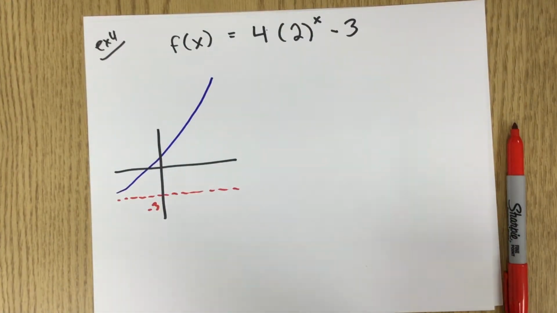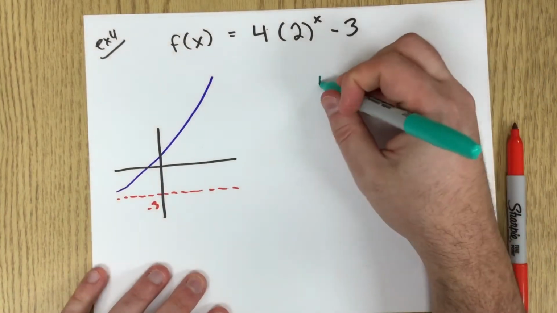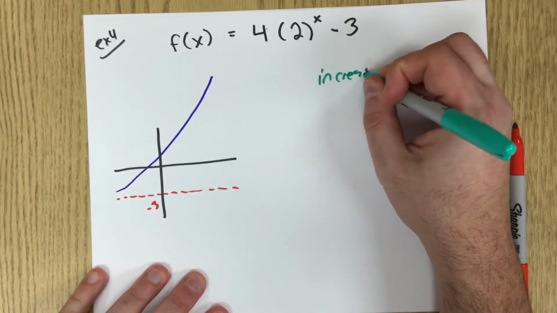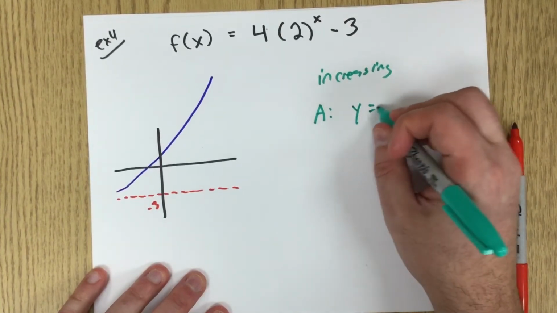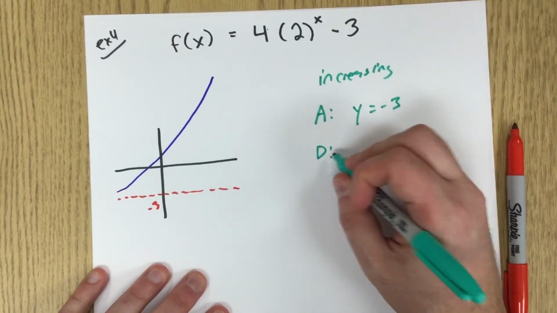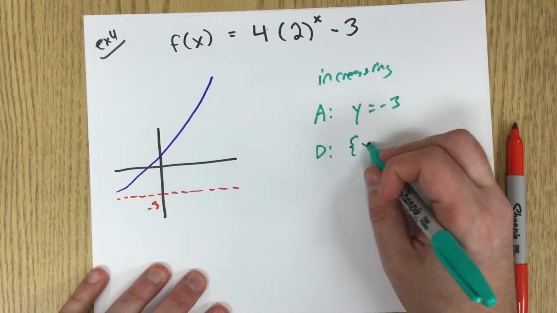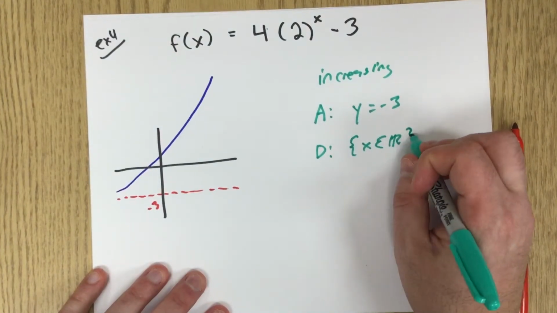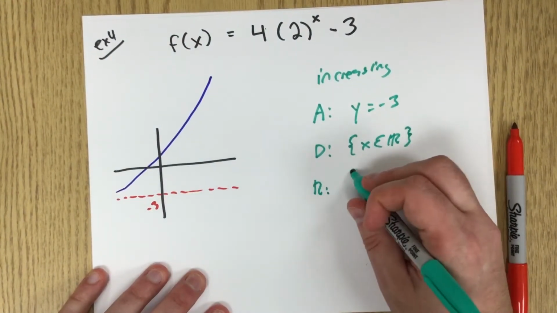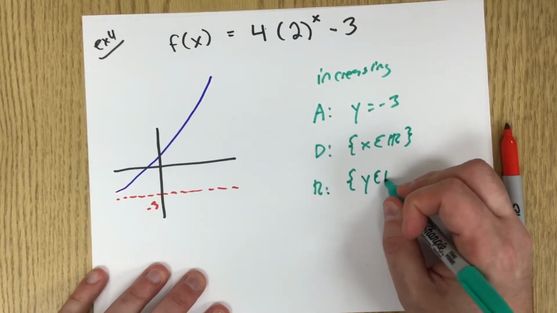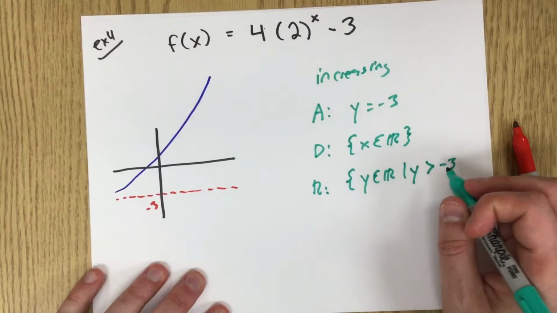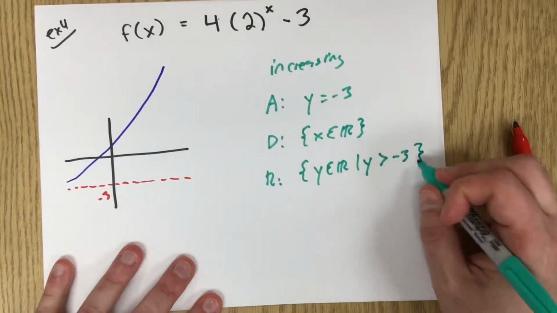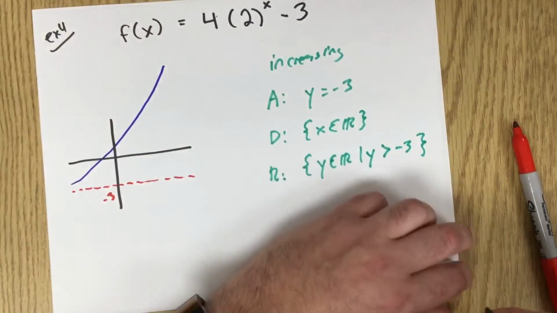Won't change too much, though. This is increasing. The asymptote is at y equals -3. Domain is all real numbers. And the range is all real numbers such that y is strictly bigger than -3.